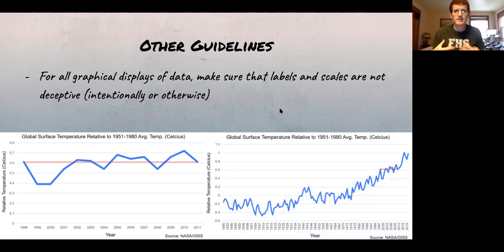Sometimes we can be unintentionally deceptive when we just don't know that we're not including enough information. And if we had more information, then that would change our conclusions, right? So I don't think we need to say more about that unless anyone had questions.